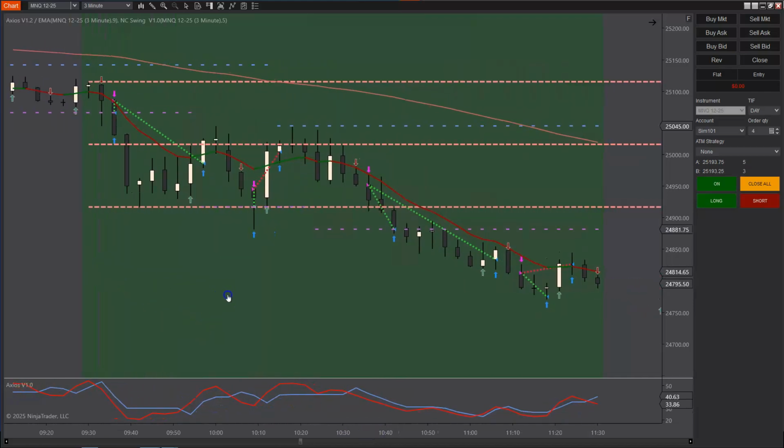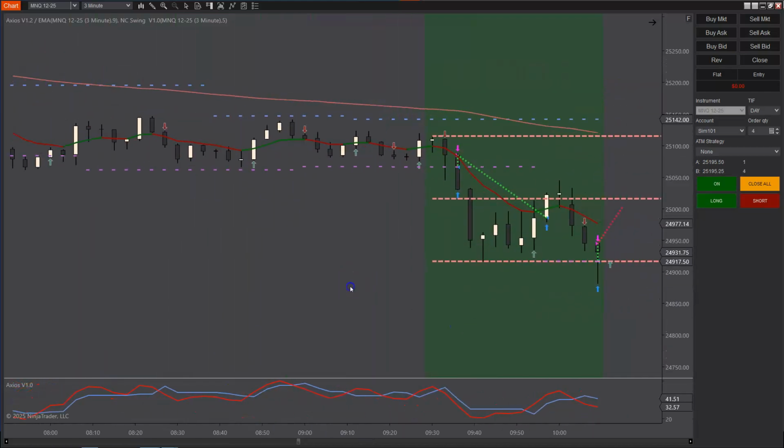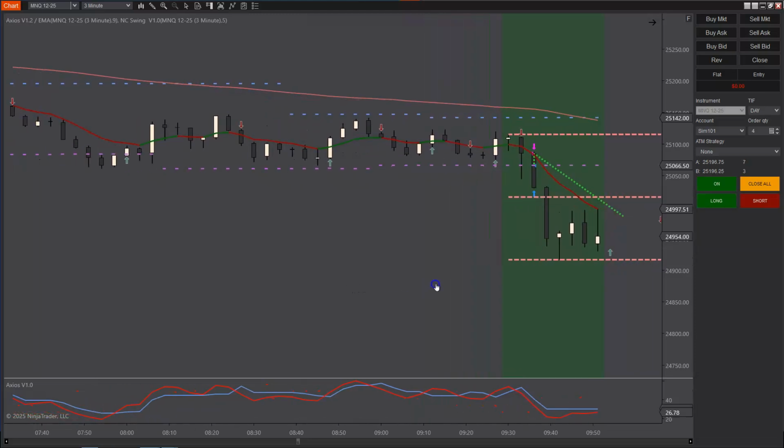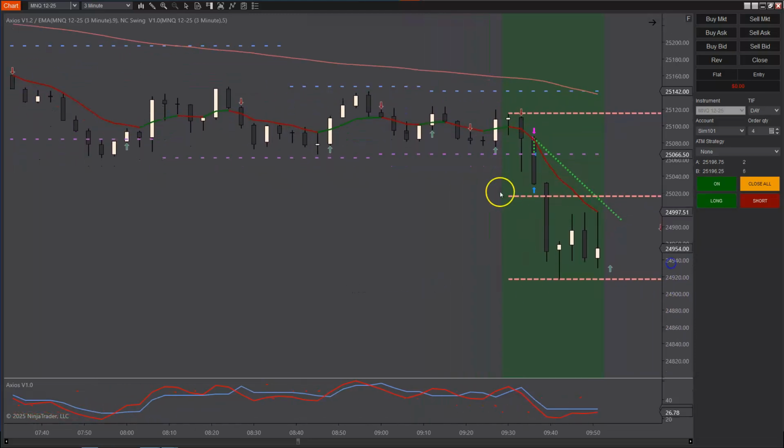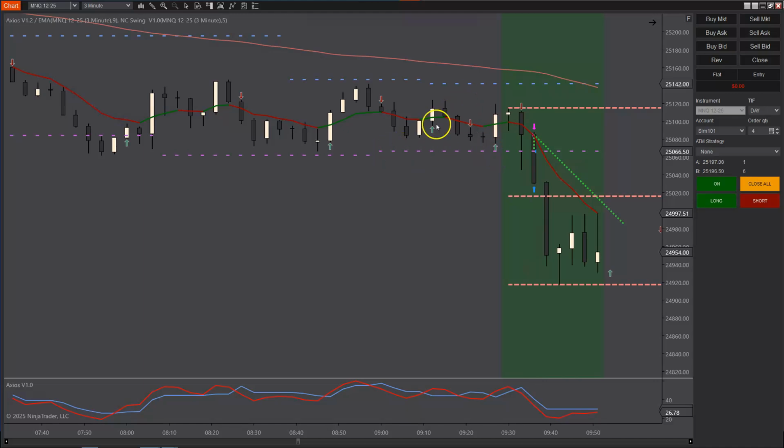So let's look at the first trade, how the automation with these particular settings would work. These purple dashed lines are swing lows, and these blue dashed lines are swing highs. So this swing low here comes from this low right here.